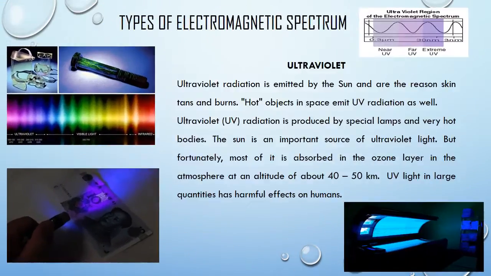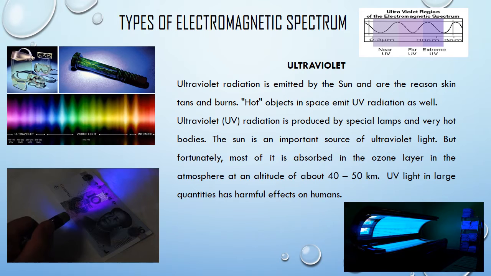The next type of electromagnetic spectrum is the ultraviolet. Ultraviolet radiation is emitted by the sun and is the reason skin tans and burns. Hot objects in space emit UV, or ultraviolet, radiation as well. Ultraviolet radiation is produced by special lamps and very hot bodies.